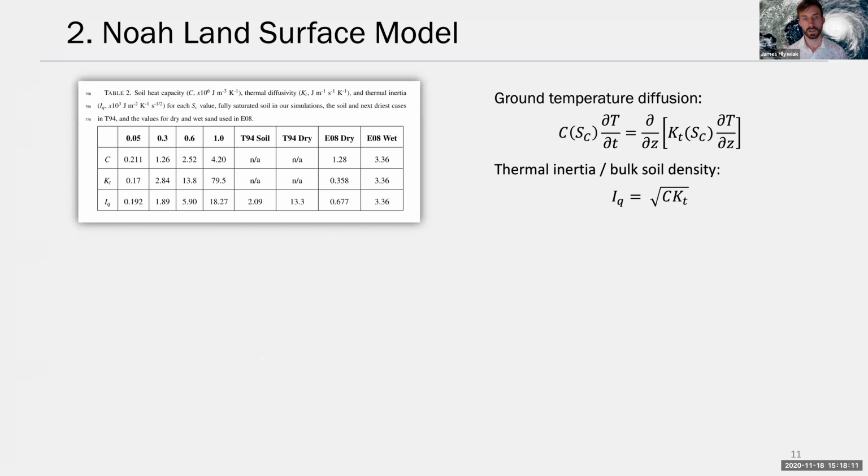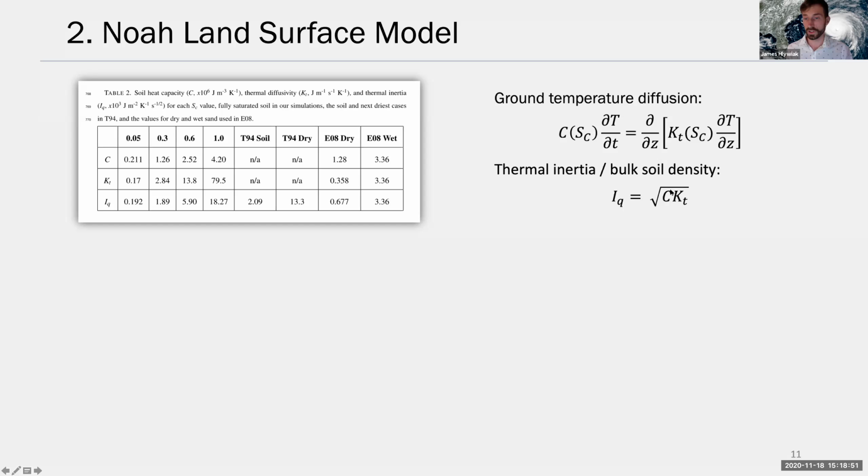So to represent fluxes over the land surface, I used the NOAA land surface model, or NOAA LSM. Ground temperature is calculated from this prognostic equation here, which is a function of C, the heat capacity, and KT, the thermal diffusivity. Both of these are in turn functions of the soil moisture itself, SC. So increasing soil moisture increases C as well as KT. And here's an equation for the thermal inertia, which I mentioned a little bit earlier. It's the square root of the product of those two.